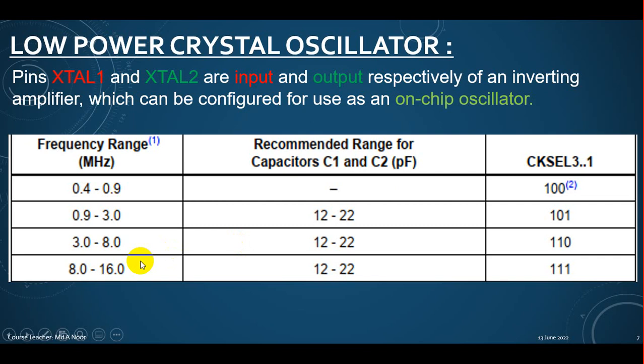If you need a frequency range of 3 to 8 megahertz, then capacitors C1 and C2 should be 12 to 22 picofarad, and this is the clock select pin setting. If you need a frequency range of 8 to 16 megahertz, then capacitors C1 and C2 are 12 to 22 picofarad, and this is 111 for the clock select bits.